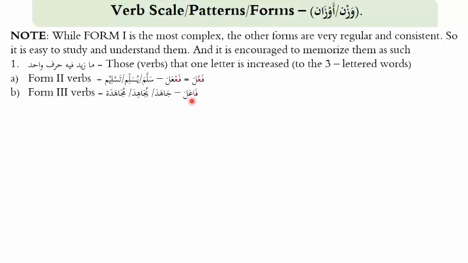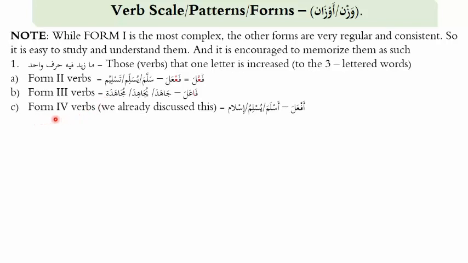Form 3 verbs is fa'ala. Fa'ala yufa'ilu mufa'alatun. Right? So we have on the scale jahada. جاهد يجاهد. The alamatul mudari is added here, so it becomes yujahidu. Notice this is changed from ha to he. Yujahidu, right? Mujahadatun. A meem is added in front of jahada, and a ta marbuta is added at the back, so it becomes mujahadatun.